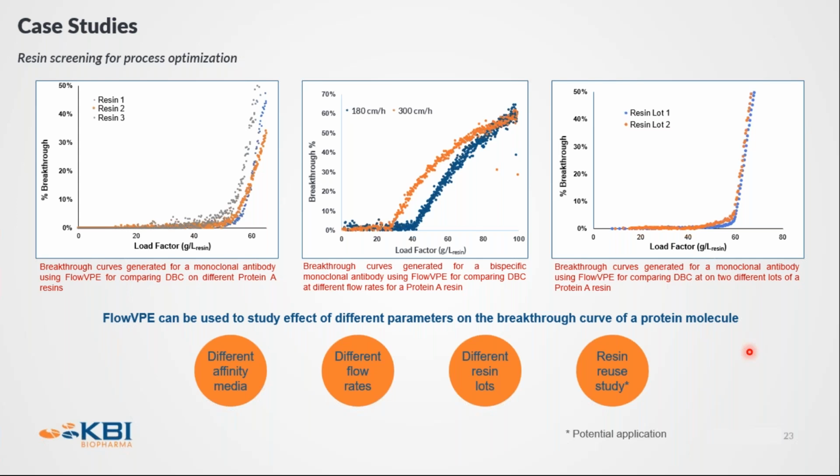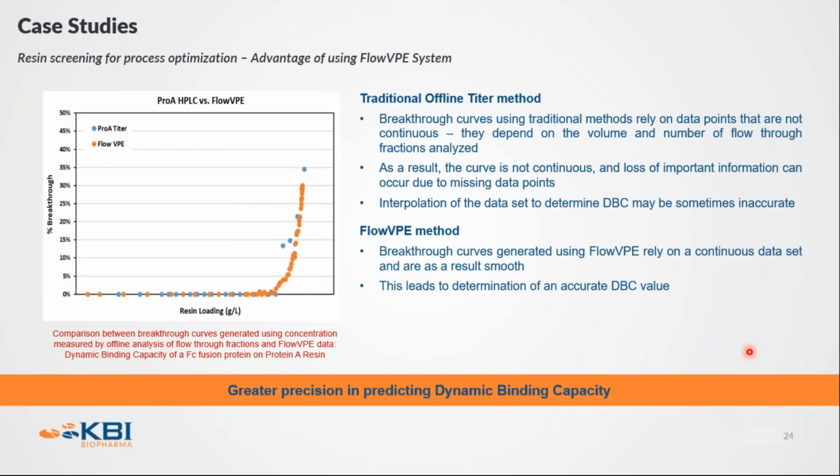So as I mentioned, the affinity resins are very expensive resins, and biopharma companies want to reuse these resins as much as possible to reduce the cost associated with it. So we can use this for resin reuse, like, after every 10 cycles of use, we compare the DBC, and if we get a nice overlapping curve, you can say that the resin is still good to go. It hasn't lost any performance. So there are many applications which we have seen and which we are also exploring.